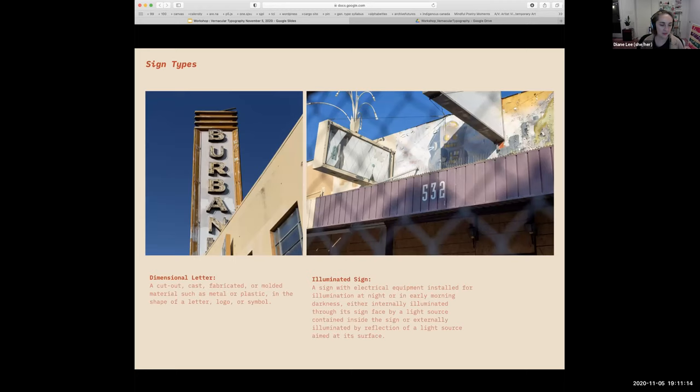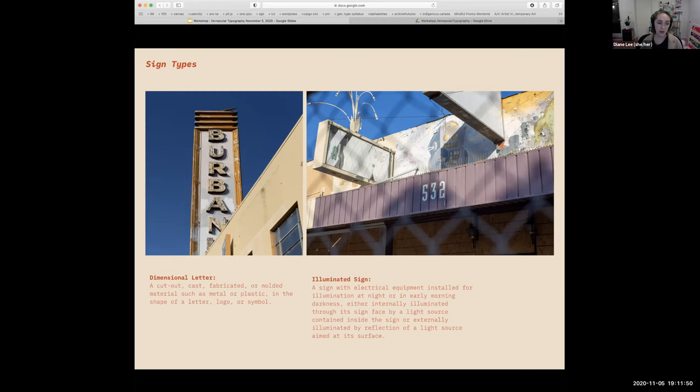All right, and so then we go to dimensional letter signs. These are cut out, cast, fabricated, or molded materials in the shape of a letter, logo, or symbol. So in this example, I thought it was interesting to see how this Burbank cinema sign is using cut out metal as well as neon layered on top of it for an outline.